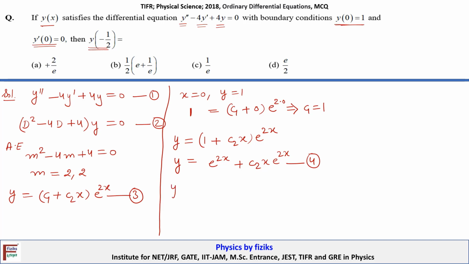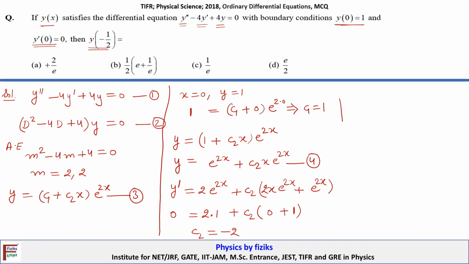For this we need y', which is obtained from here as 2 e to the power 2x + c2 [x times 2 e to the power 2x + e to the power 2x times 1], and this is the derivative of y. Now substituting the condition that y' is 0 at x = 0, this becomes 2 times 1 plus c2 [the x term becomes 0 due to the presence of x, plus the other term becomes 1], and from here we can write that c2 = -2.